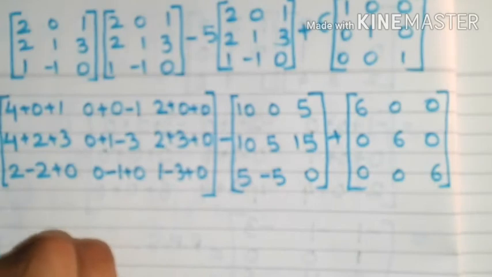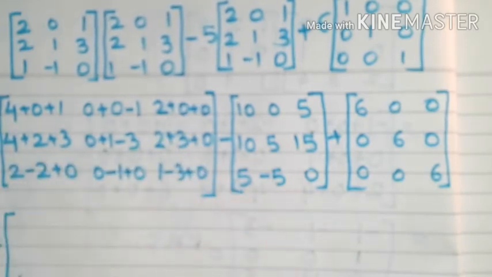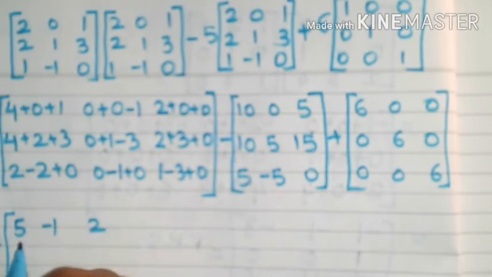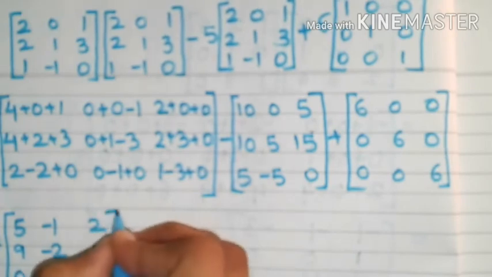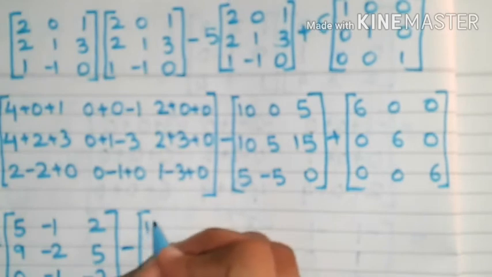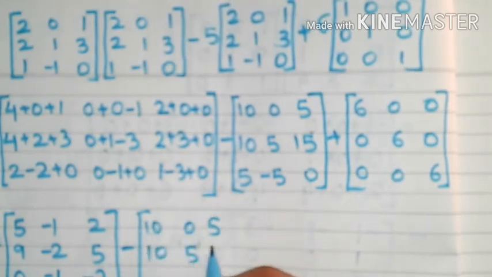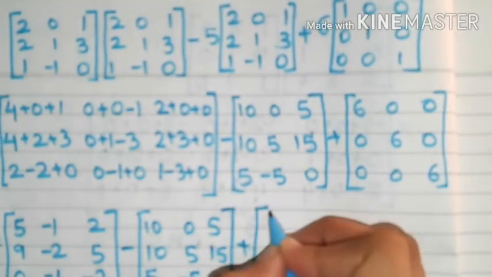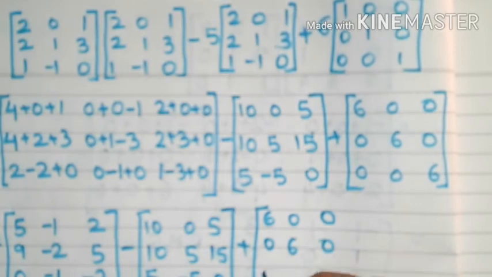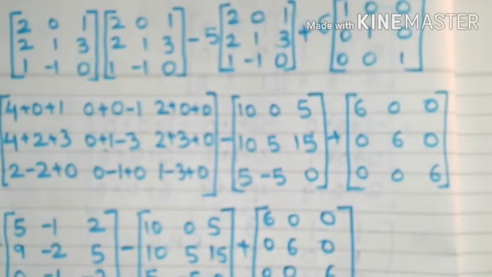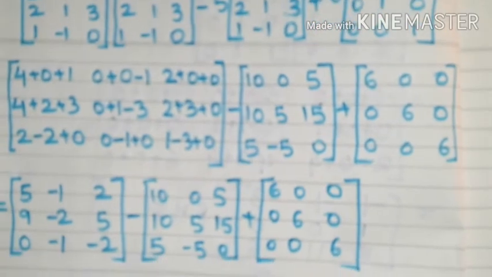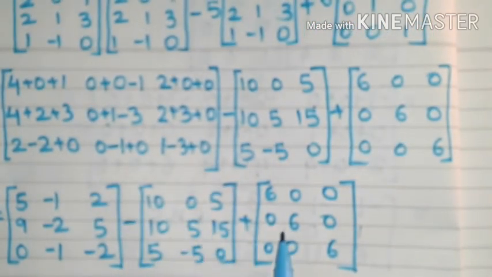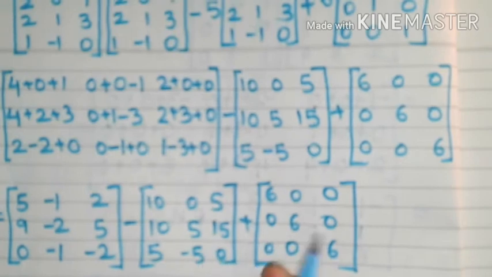Now the next step is, let's simplify this matrix. So we'll get 5, minus 1, 2. Second row entries will be 9, minus 2, 5. And the third row entries will be 0, minus 1 and minus 2. Let's write the remaining matrices as it is. This will be this way, plus the identity matrix multiplied by 6. Friends, please note, you cannot add these two matrices because there is a minus sign before this matrix. So technically we have to subtract these two matrices. So let's not do anything now.